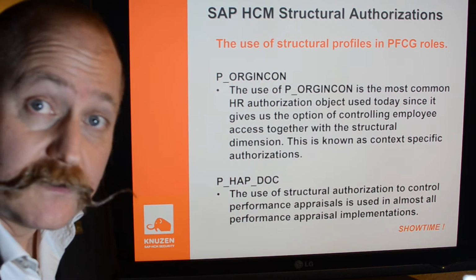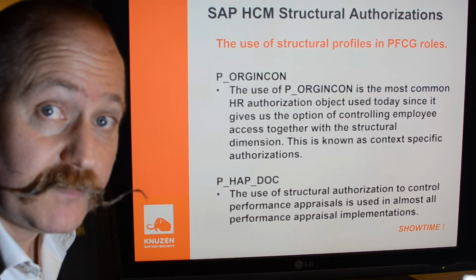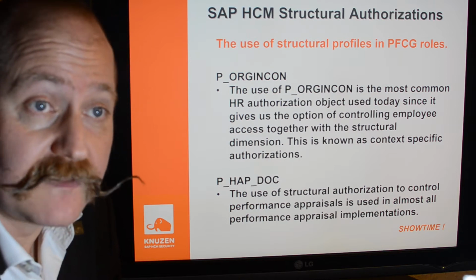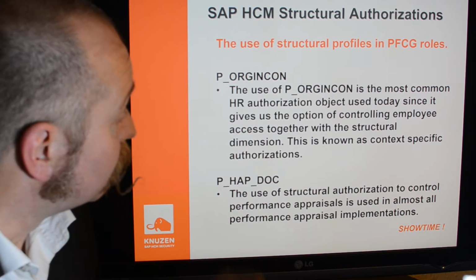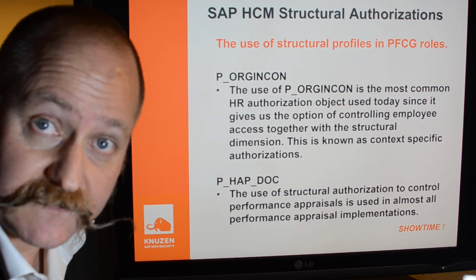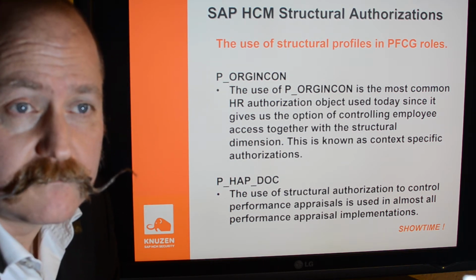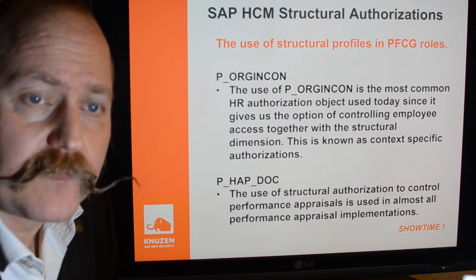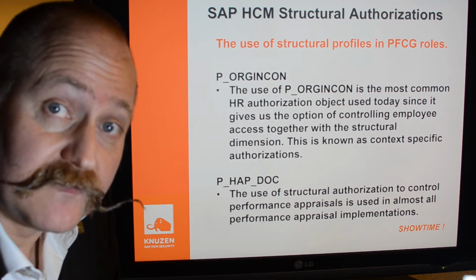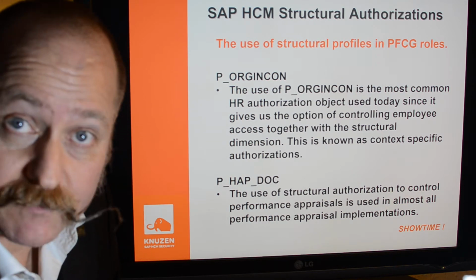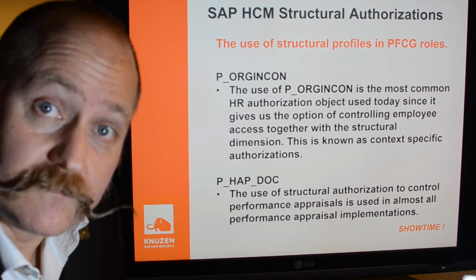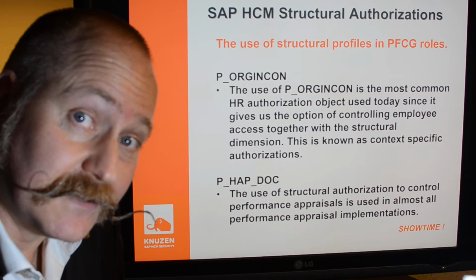When we are using structural authorizations, they will be used in conjunction with some authorization objects. And the most common one is the P_ORGINCON. This is the context-specific authorization object for HR, which is used today. And then we have PHAP_DOC, the authorization object for appraisal documents, for performance appraisals. But let's show you the P_ORGINCON in a derived role.